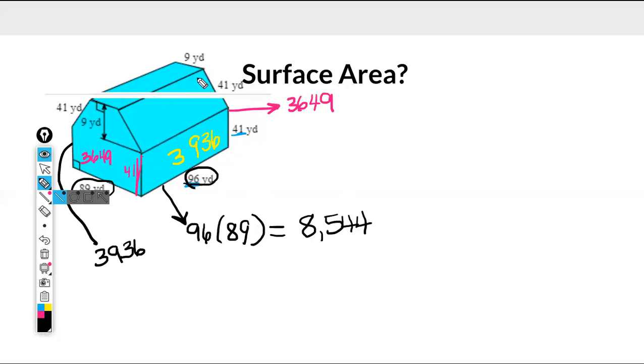Now let's think about these sides here. Oh my gosh, my mom wants a hammock for her cat and she keeps texting me. Stop texting me, Mom.